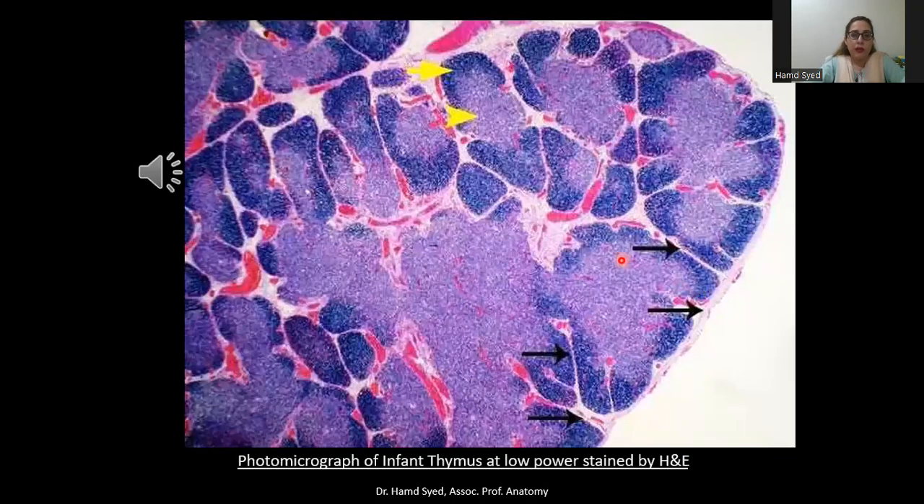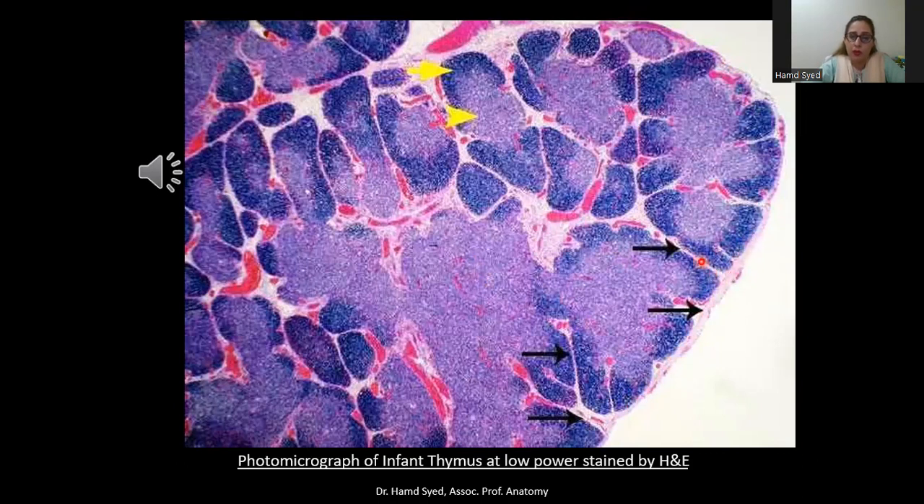Okay, so over here, we are looking at the photomicrograph of a section of the thymus gland. This is the infant thymus. You can see it's a well-developed gland stained with H&E, and we're looking at it under low power. If you just follow this red laser pointer, this is the capsule which is covering the gland externally. It's a capsule of connective tissue.